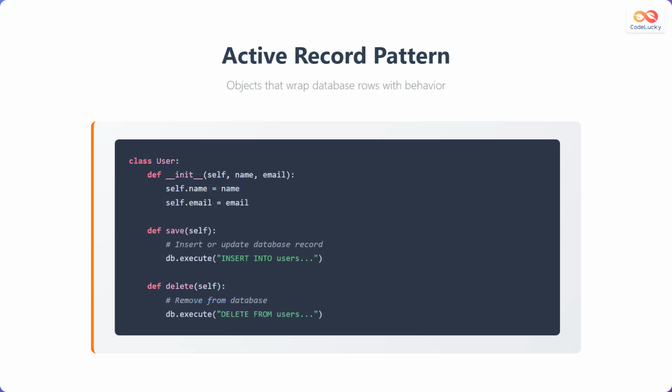Active record pattern refers to the objects that wrap database rows with behavior. Consider a Python class called user. It has attributes like name and email, initialized in the __init__ method. The save method inserts or updates a record in the database, and the delete method removes a record. In essence, the object itself is responsible for database interactions.